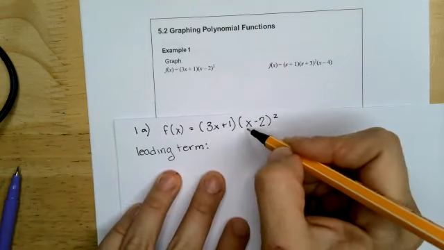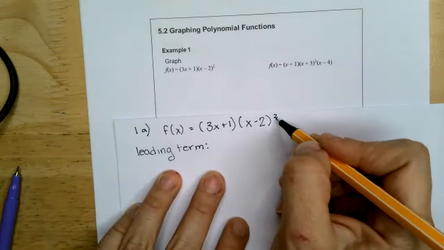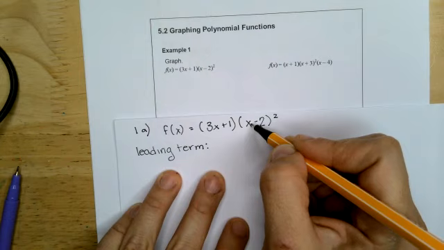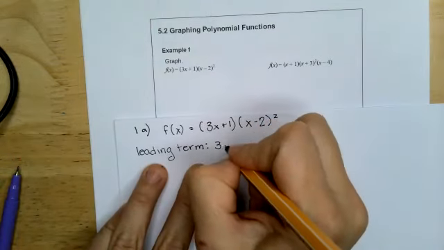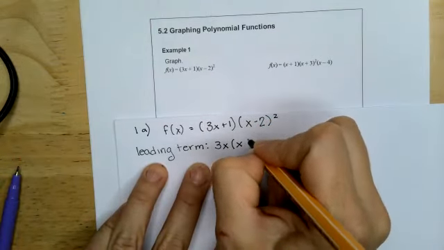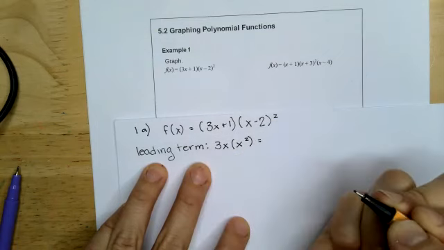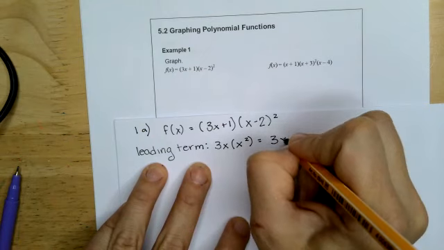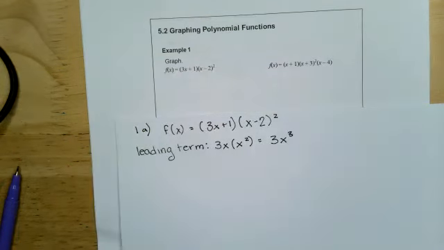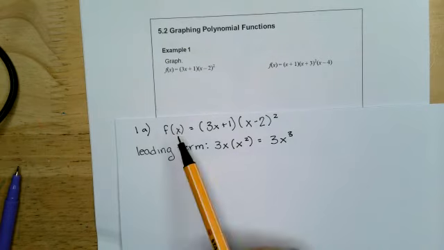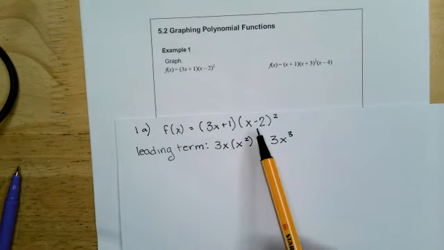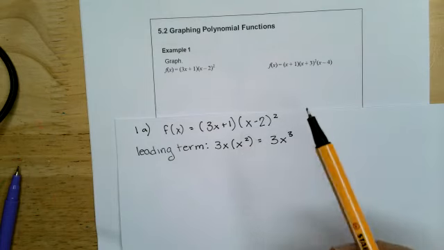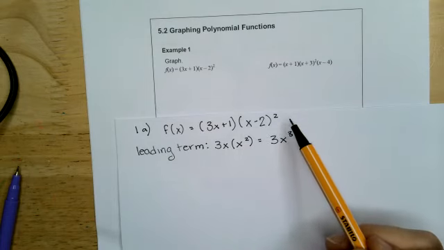So 3x times x squared, right? Because that is distributed to the x. So 3x times x squared is 3x cubed, right? That's our leading term. So what we did is we took the leading term of each factor, 3x and x, and we included the multiplicity, which is also known as the exponent, of each factor, and multiplied them together.